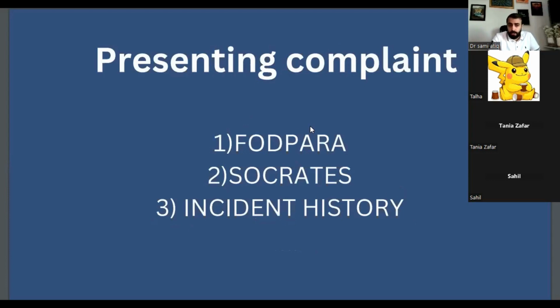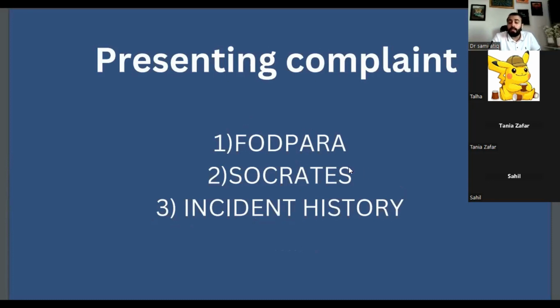After the introduction, the patient will be telling you what his presenting complaint is. Suppose he's telling you that he's here with some kind of pain. Pain can be in any part of the body. Now you have to remember certain mnemonics in order to get the maximum out of his presenting complaint.